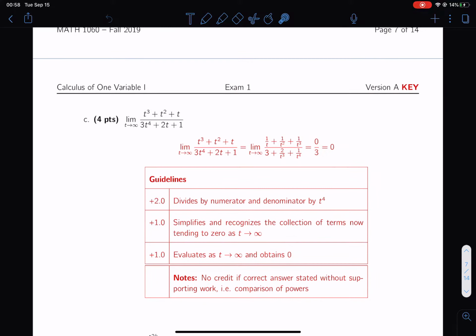And for this one, we have to divide by the highest power of the denominator, which is t to the fourth. So the numerator, when you divide by t to the fourth, or in other words, multiply by 1 over t to the fourth, and similarly for the denominator, then we have this term. You can see when t approaches infinity, these terms approach 0, but the denominator term is non-zero, so the function is defined, so it is 0.